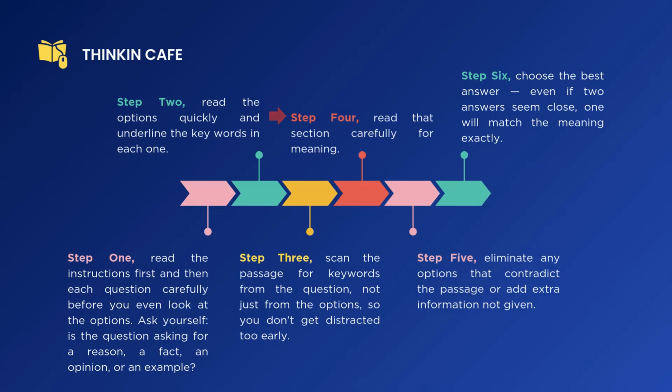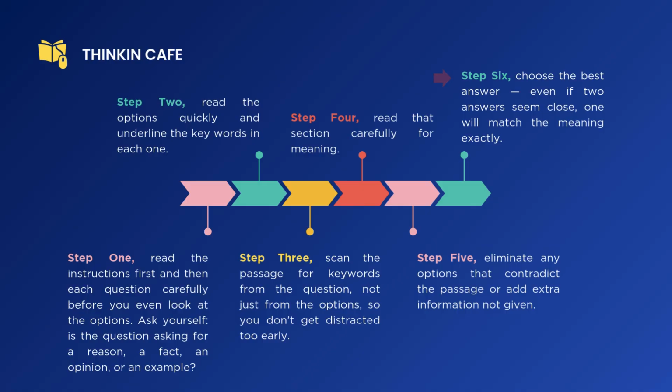Then, in Step 4, once you think that you've found the location of the same or similar keywords from the question, read that section carefully for meaning. Ask yourself, which option best suits this sentence? Next, in Step 5, go back to the options and eliminate completely wrong options. These will include options that contradict the passage, add extra information not given in the passage, or do not fully include the same meaning as the passage. And finally, in Step 6, choose the best answer.